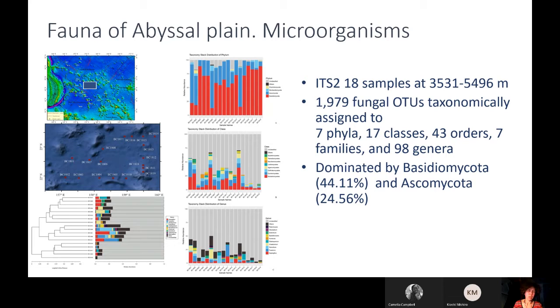However, if we look at most taxa, at the family level or genus level, they are practically unknown to science, and they have not been assigned to the species level, the gray ones.